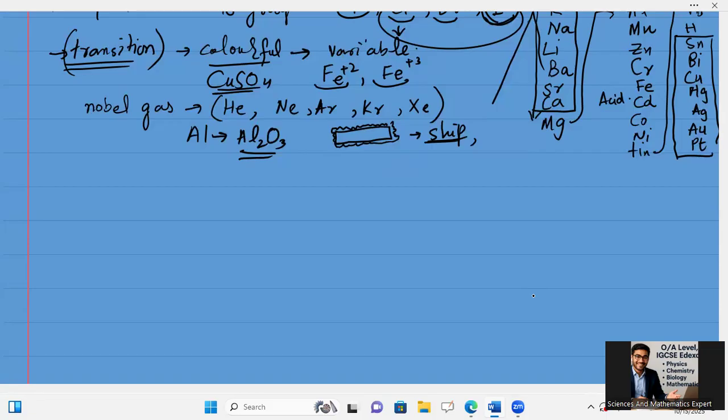Otherwise impurity is added. Or if you want to check whether a liquid is water, then put it on anhydrous copper sulfate. It will give you the blue color. And if you are using cobalt chloride, then it will turn from blue to pink in contact with water. These are the tests for it.